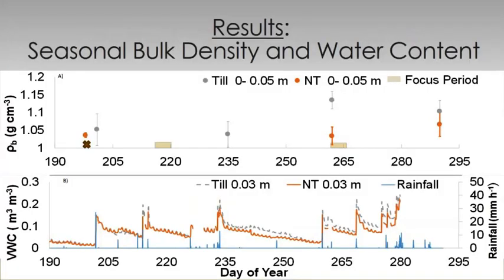In looking at our results for this past season, I'd like to first begin with our seasonal bulk density and also water content. Again, we tilled the soil. The X marks the date of tillage, and these tan bars mark our focus periods where measurements were focused through a drying period.